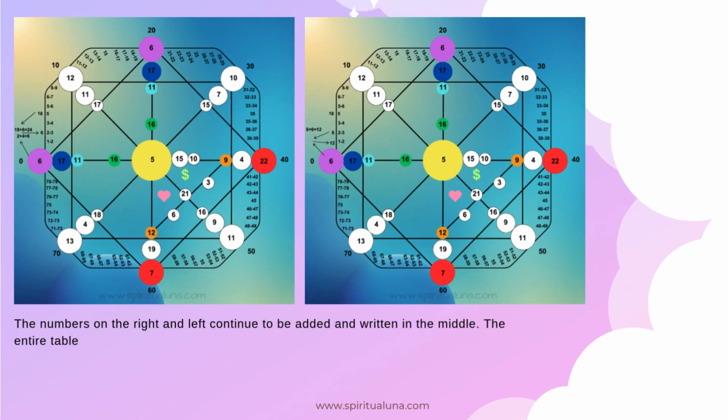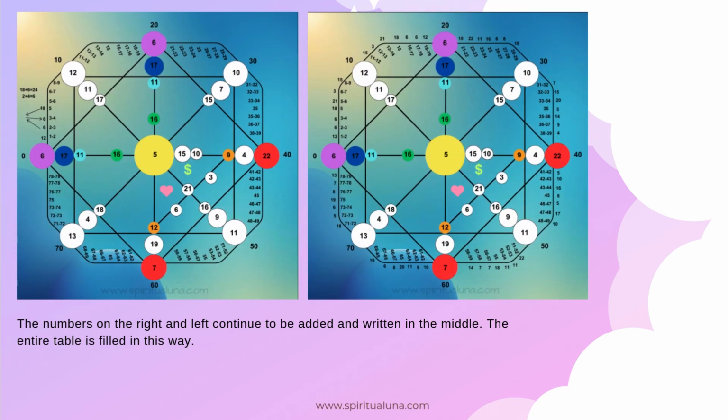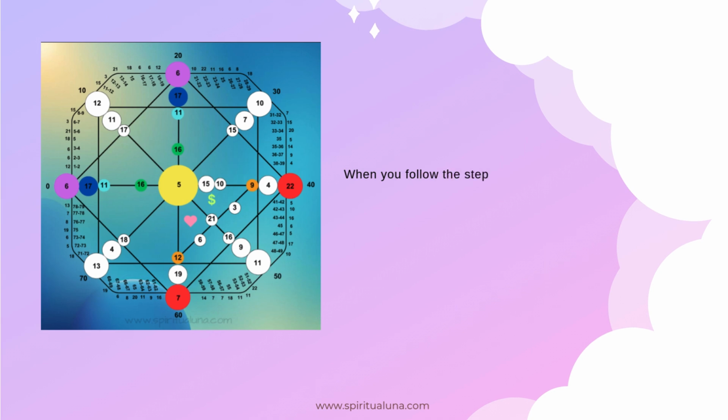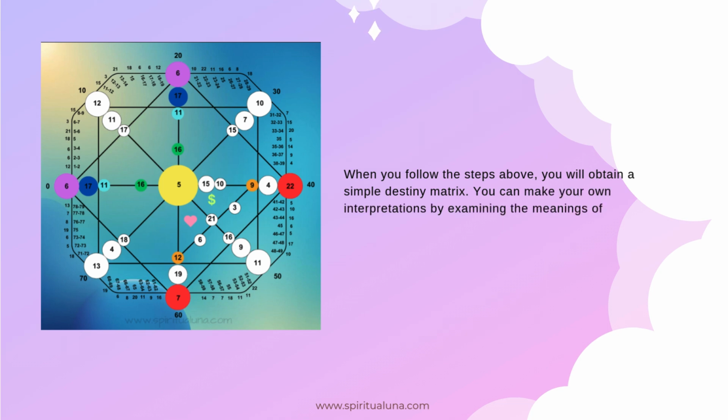The numbers on the right and left continue to be added and written in the middle. The entire table is filled in this way. When you follow the steps above, you will obtain a simple destiny matrix. You can make your own interpretations by examining the meanings of the numbers.